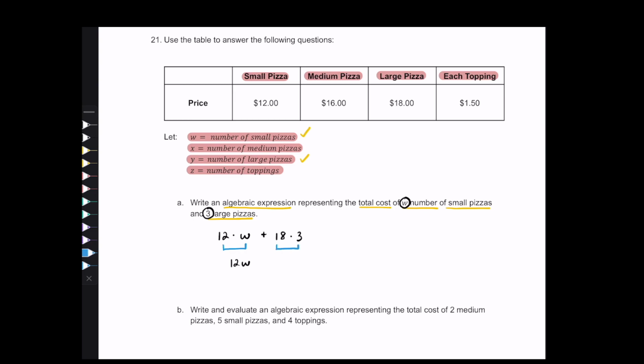And then 18 times 3, we actually know the cost of 3 large pizzas. 18 times 3 is 54. So this would be all the work that you would need, and this would be the final algebraic expression. This would represent the total cost if we were to buy W of these small pizzas and then 3 of these large pizzas. If we knew how many small pizzas that we bought, if W was 6, then we could find the total cost. If we knew W was 1, we could know the total cost. If we knew the value of W, we could find the total cost. We just don't know what it is.